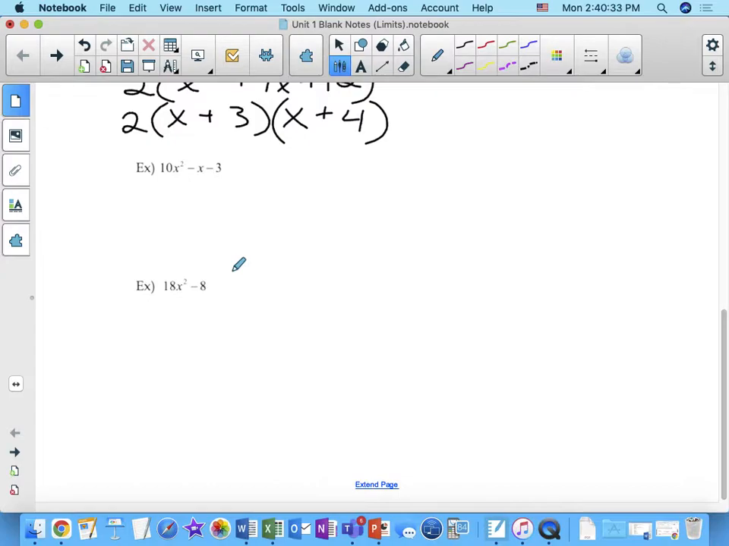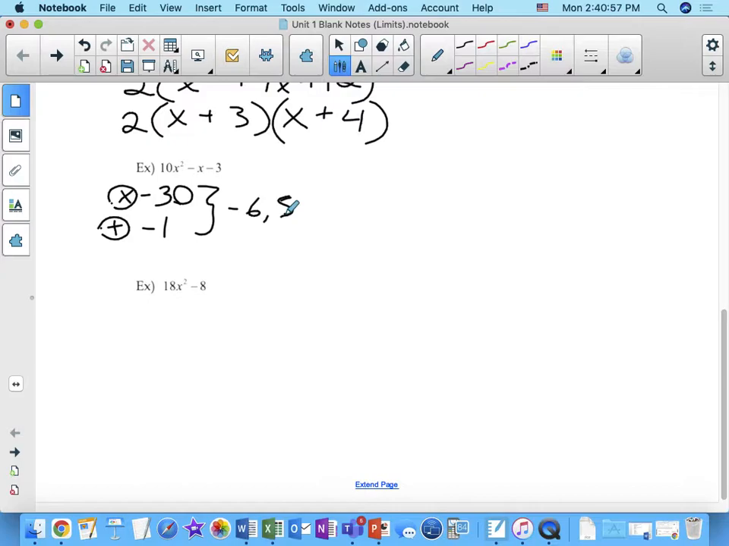Because if you use trial and error, then you're probably pretty good at that. So if we're trying to find those two numbers that multiply to a times c, here we're looking for two things that multiply to 10 times negative 3, which is negative 30. What do they have to add to? Negative 1. Okay, what are they? There you go, negative 6 and 5.